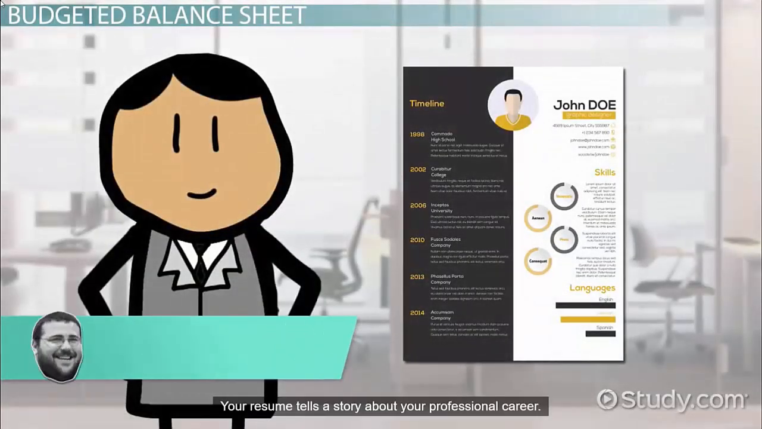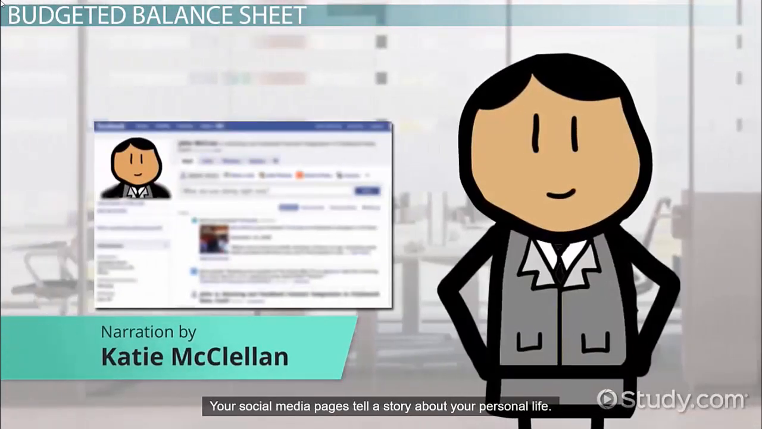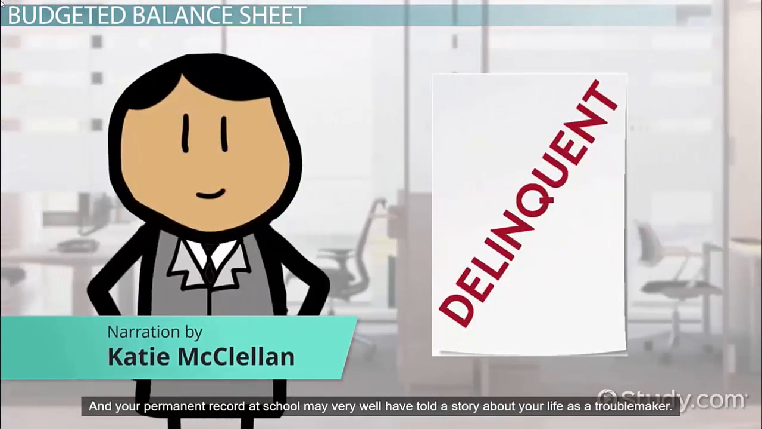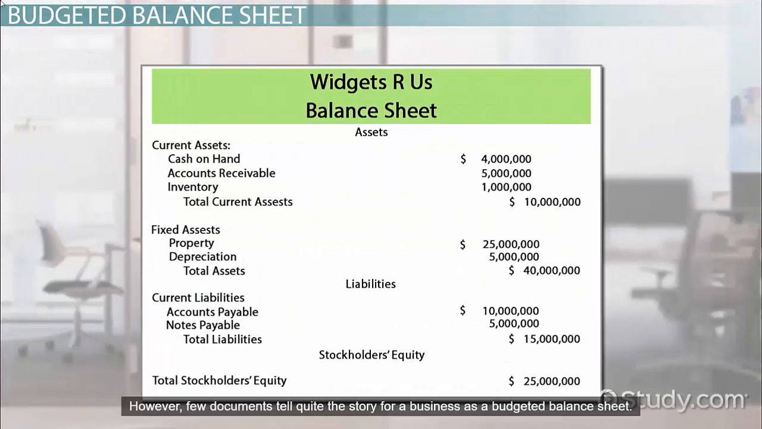Your resume tells a story about your professional career. Your social media pages tell a story about your personal life. And your permanent record at school may very well have told a story about your life as a troublemaker. However, few documents tell quite the story for a business as a budgeted balance sheet.